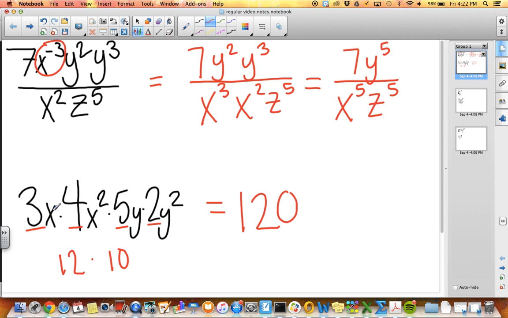And then with our exponents, we add them. If there's no exponent, it's a 1. So 1 plus 2 is 3, so I have x to the third. And then 1 plus 2 for the y's, y to the third. So 120, x to the third, y to the third.